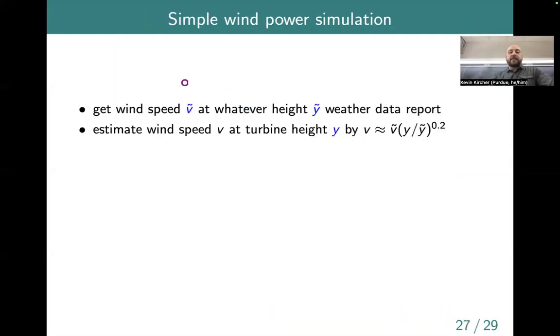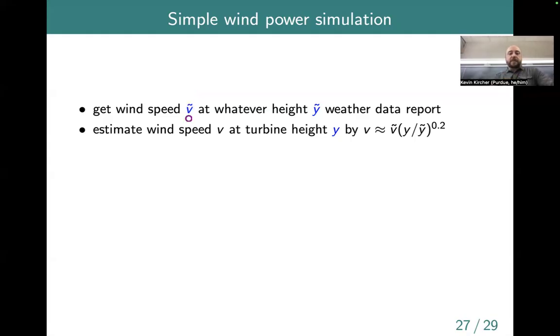Anyway, so a simple way to simulate wind power, if you need this for your class project, typically from weather data, you can get wind speed information and wind direction information. By the way, most horizontal axis wind turbines have like a pivot in them where they swivel so that they're pretty much orthogonal to the wind, so they get the most energy out of the wind that they can.